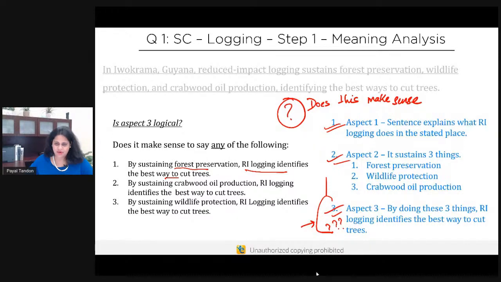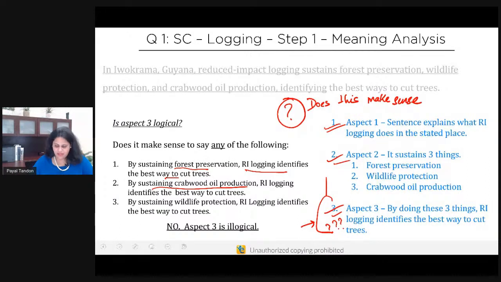Okay, Anirudh says no, Rahul says no. And why is that the case? Why is it not logical? It's not logical because it doesn't make sense to say that by sustaining forest preservation, RI logging identifies. I mean, you're talking about forest preservation, preserving the forest. How does that lead you to identifying the best way to cut trees? Or by sustaining this oil production, how does RI logging identify the best way to cut trees, right?